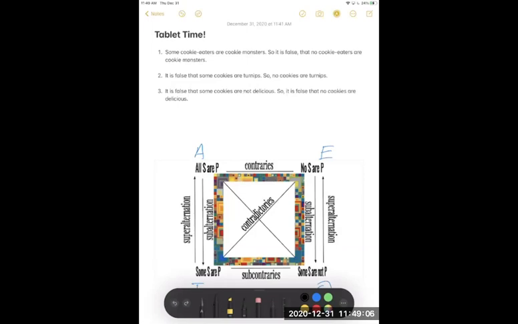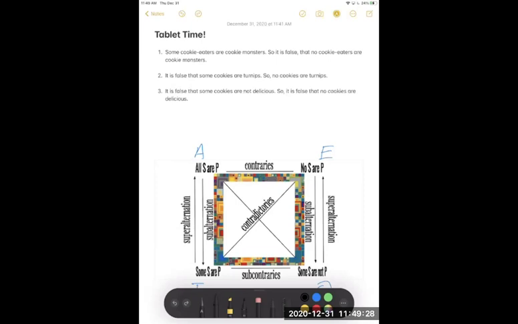If our argument was something like some cookie eaters are cookie monsters, so it is false that no cookie eaters are pineapples, well, then that wouldn't work. We need the subject and the predicate to be the same in the premise and the conclusion. With that said, I'm not trying to trick you in any of these. They're just straightforward, but something to watch out for.